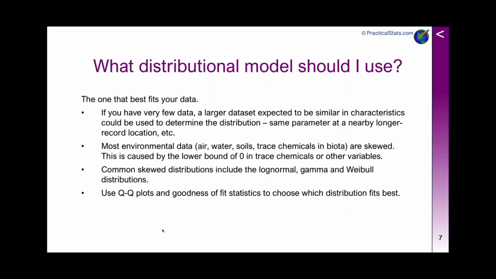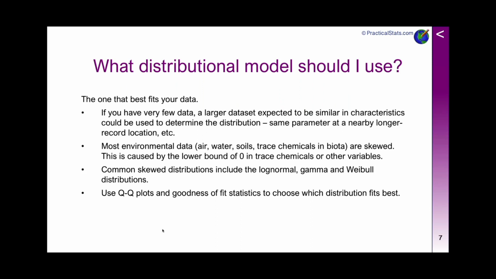So what model should you use? And that answer is the one that best fits your data. So how do you know that? If you don't have a lot of data, then it would be a good practice to perhaps look at distributions of data in nearby longer record stations, places where you have a lot more data, perhaps of the same parameter, the same chemical, and determine what that distribution is, and then use that distribution for your smaller data set.